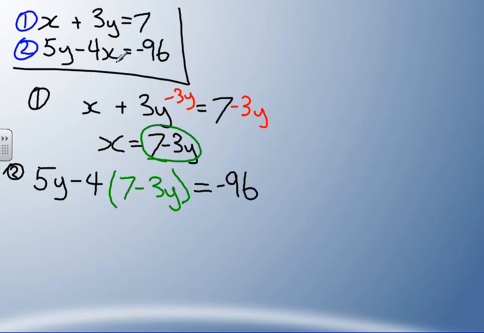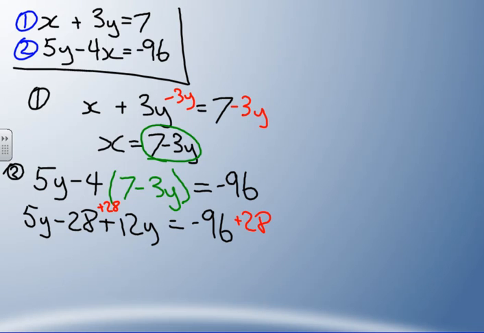Looking at it, I have 5y minus 28 plus 12y equals negative 96. I'm going to add 28 to both sides. And that's going to leave me with, oh, I should put my 5 and my 12. 5y and 12y put together is 17y. This 28 and that 28 cancel each other out. Negative 96 plus 28 is going to be 68. Negative 68, that is.